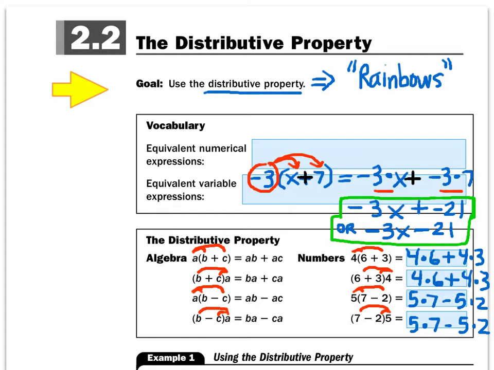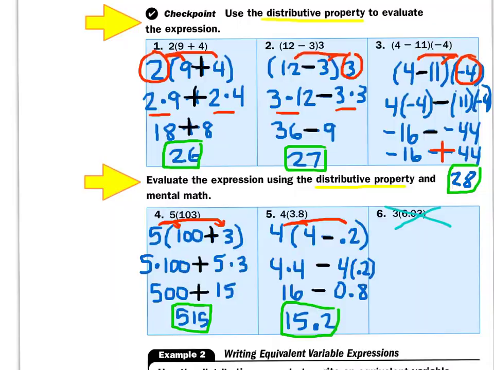And here they're showing you lots of examples. In the algebra, if I have the A on the outside, I would draw a rainbow to the B and a rainbow to the C. So that would give me A times B plus, and then A times C. And you can see all of these examples. Or if I did it with numbers, if I grabbed the number on the outside, the 4, 4 times 6 gives me 4 times 6. I copy the plus sign, and then 4, draw a rainbow to the 3, 4 times 3. That gives me that second term.